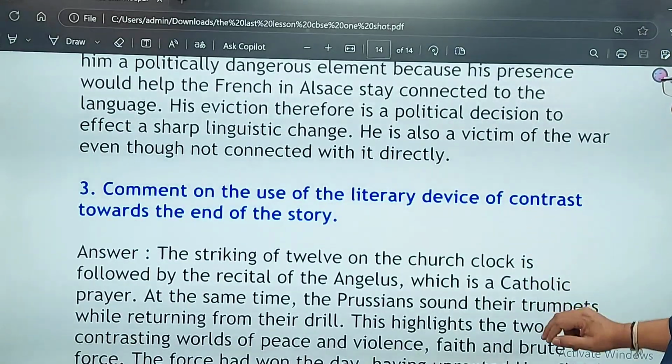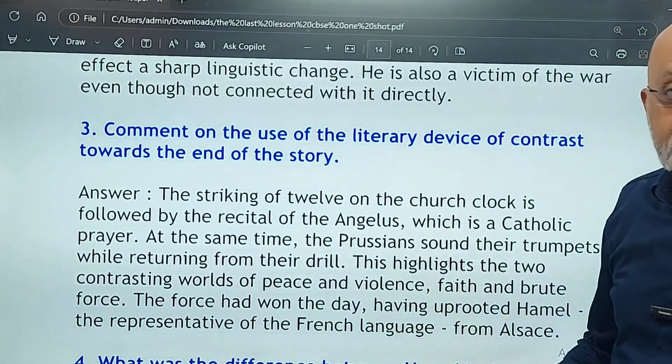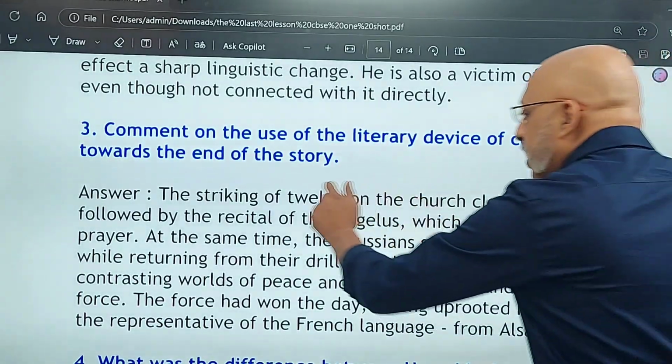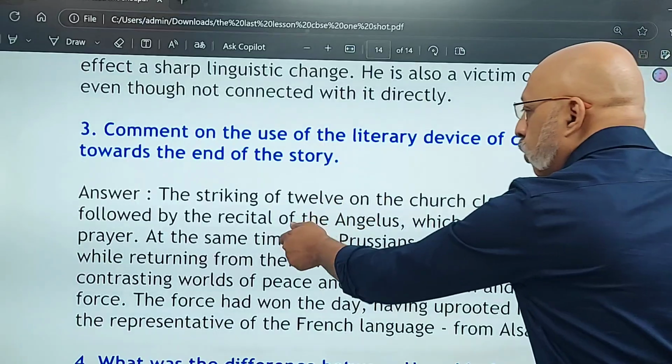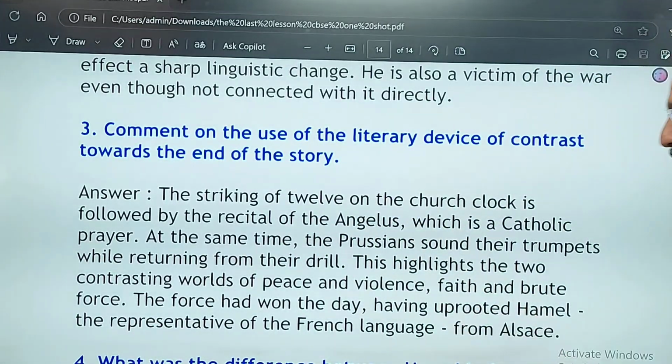Comment on the use of the literary device of contrast. This is a beautiful question, and dare I say, a beautifully written answer. The striking of 12 on the church clock is followed by the recital of the Angelus, which is a Catholic prayer. Please take a screenshot. At the same time, the Prussians sound their trumpets while returning from their drill. This highlights the two contrasting worlds of peace and violence, faith and brute force. The church representing faith, the soldiers representing brute force.